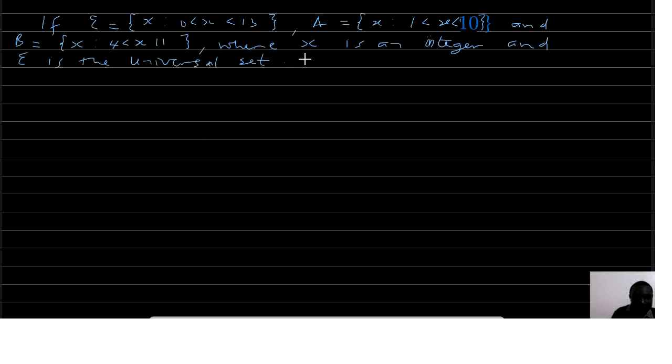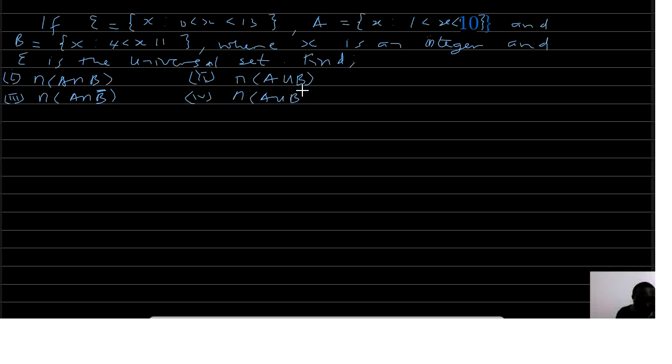B is a set of x such that x ranges between 4 and 11, where x is an integer, and that symbol is the universal set. They need us to find the number of elements in A intersection B, the number of elements in A union B, the number of elements in A intersection B complement, and number 4, the number of elements in A union B complement.